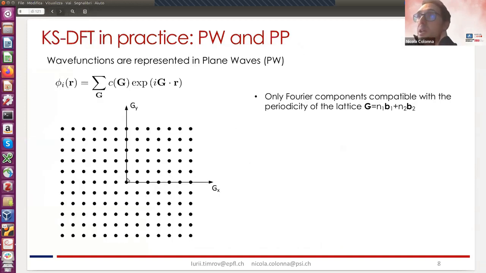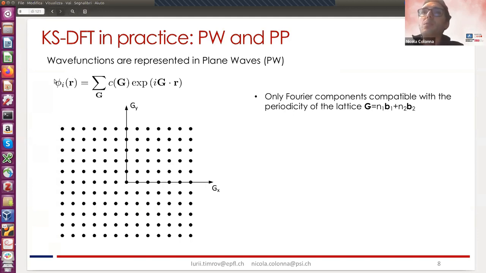How is this implemented in practice? I said Kohn-Sham equations are a kind of integro-differential equation, and you have to solve them on a computer. So in Quantum Espresso, this is solved by introducing a basis set, and as a basis set in Quantum Espresso, we use plane waves. Now, this is one of the possible choices. There are many other choices. There are some advantages and disadvantages in using plane waves. One of those is that this is a basis set that is naturally compatible with periodic boundary conditions.